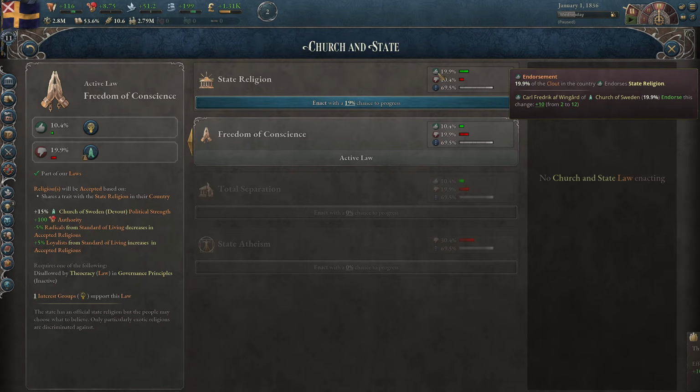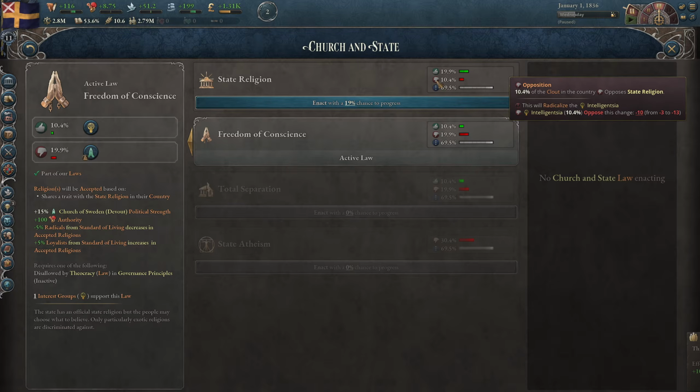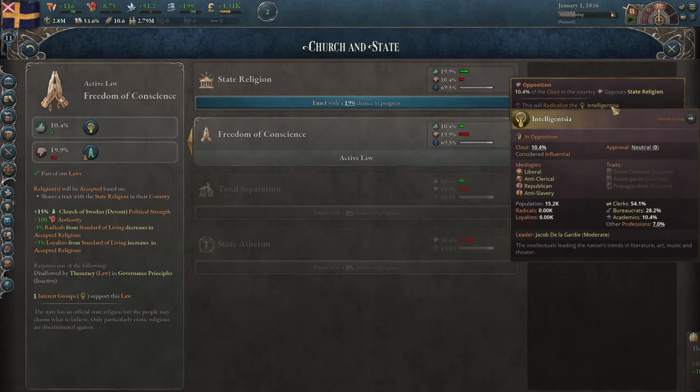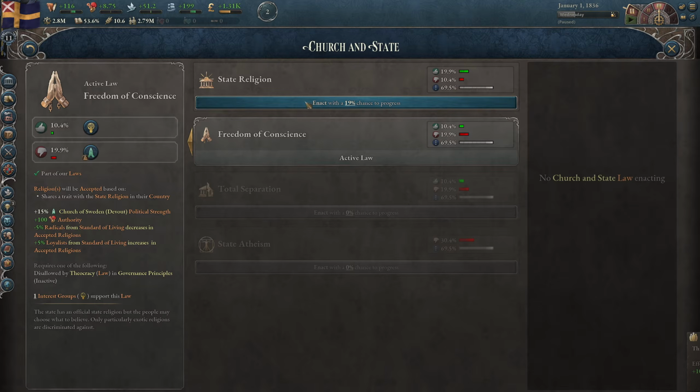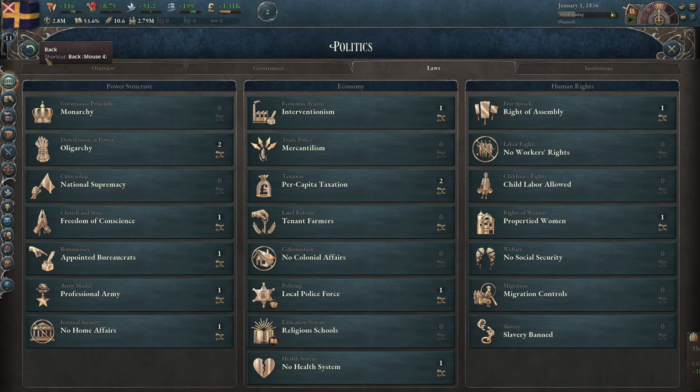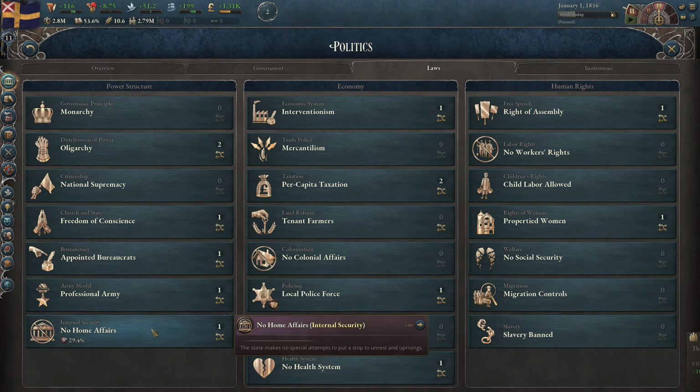Now, when you hover over here, you can see exactly who is going to be in favor or against. So you can see that the Church of Sweden is liking this. The intelligentsia does not like this, and they will become radicalized. They will go to further than -9 or -10, and that will radicalize the intelligentsia, and they will become very angry. So we are not going to change towards the state religion, of course not. But we have, for example, no home affairs at the start of the game.